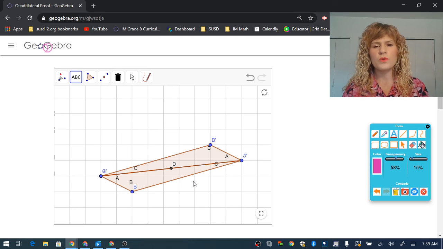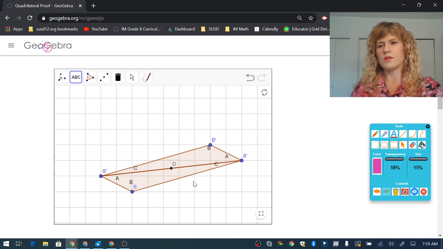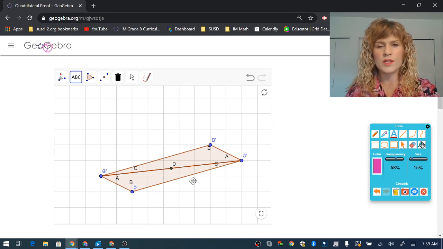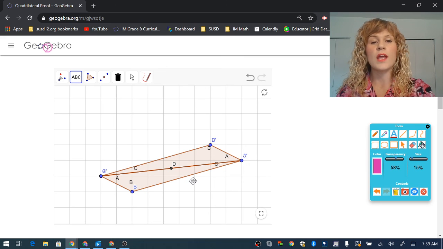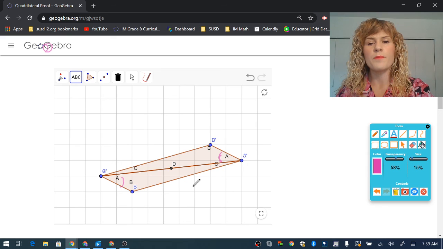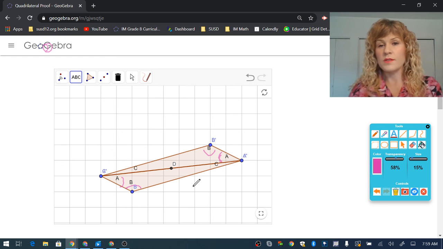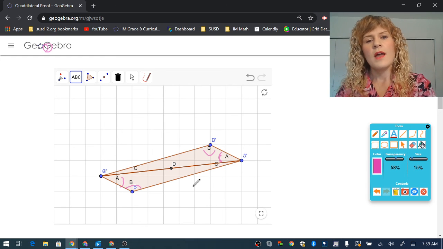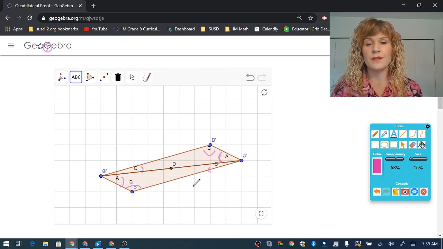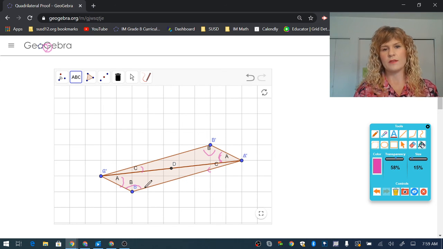They are congruent angles. Do you remember why? A rigid transformation does not change angles. So angle A is congruent to angle A prime. That's why I just called it A. Angle B is congruent to B prime, so I just called it B. Angle C and C prime are also congruent, so I just called it C.